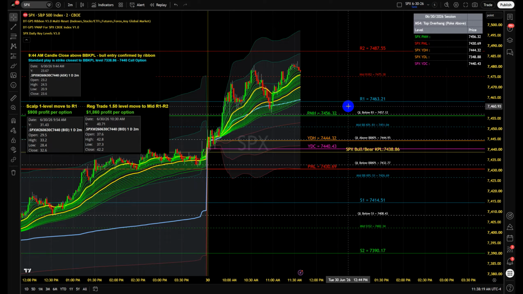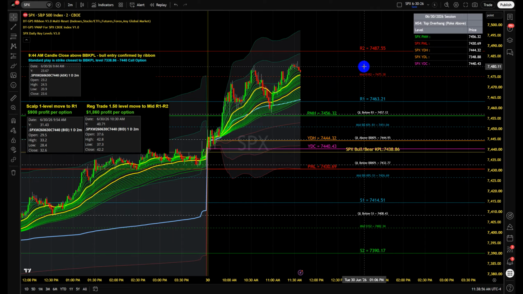Now, on a regular day trade, there's two different targets. One is a 1.5 level move, which is the minimum required move for a regular trade. So the minimum threshold is going to be a 1.5 level move. 1.5 level move is the mid R1, R2 from the BBKPL. So this is one level, next midpoint above, 1.5 level. The minimum ideal move is the R2 level for a bullish trade based off the bull bear KPL because it's a two level move up to R2.